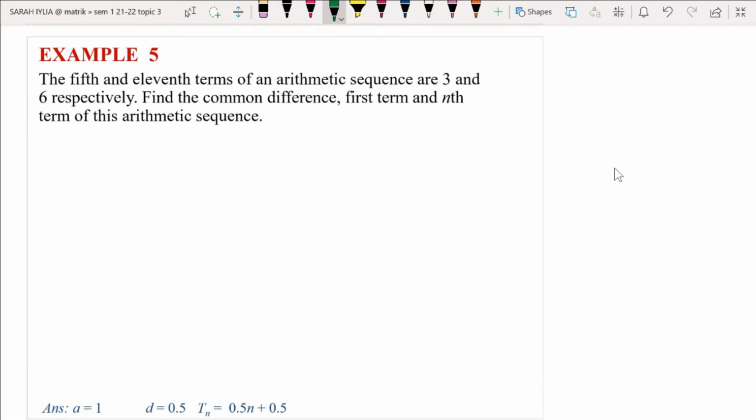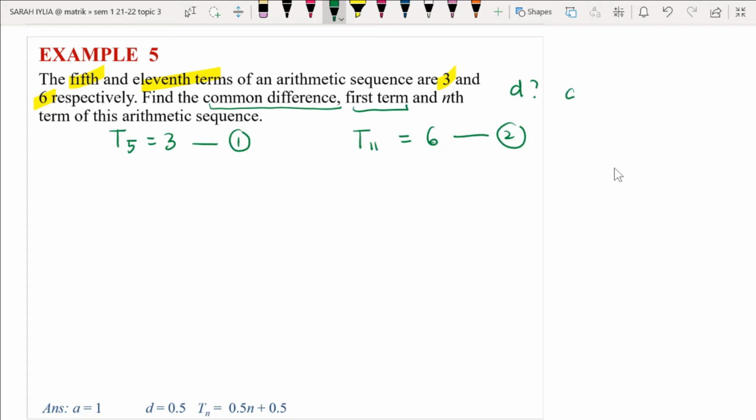Okay, sama juga nampak ayat dia panjang-panjang. Make sure berjaya translate satu-satu. Okay, first one. The 5th and 11th term of arithmetic sequence are 3 and 6 respectively. So, 5th term is 3, 11th term is 6. Itu yang awak keluarkan dulu. T5 in this case is 3. Itu first info dia bagi. And then T11 is 6. Second info yang dia bagi. Find the common difference. Dia suruh cari D apa, first term, so A apa, the n term, Tn apa. 3 benda dia minta kat sini.